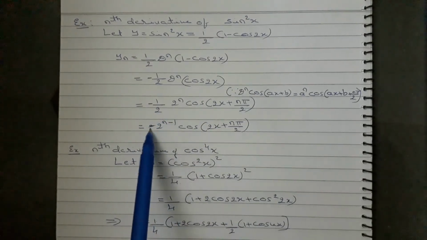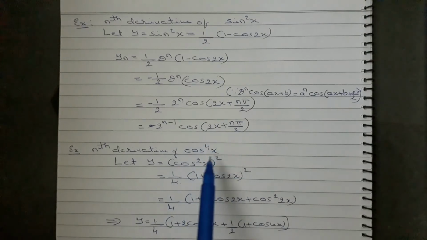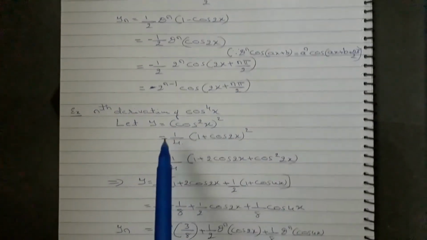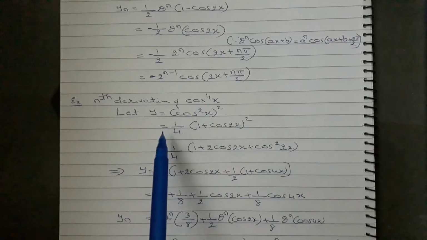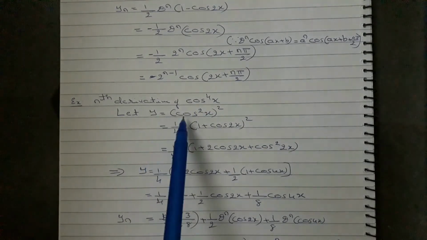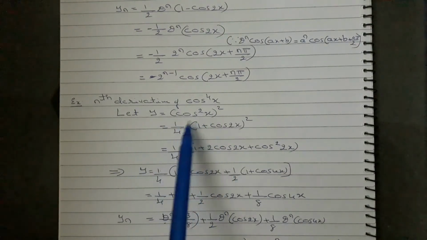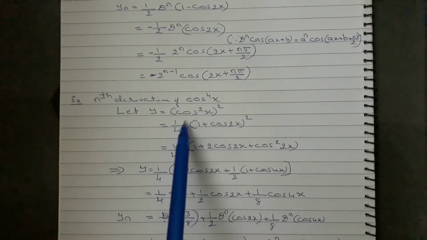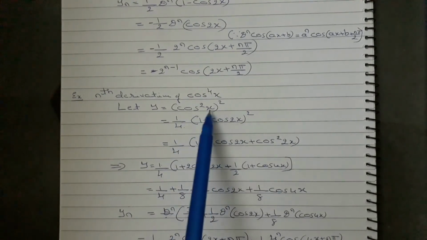So it can be written as minus 2 raised to n minus 1 cos of 2x plus n pi by 2. Next we can find the nth derivative of cos^4 x. So we can consider y equal to cos^4 x, which is cos square x whole squared. Cos square x means (1 plus cos 2x) divided by 2, the whole squared.